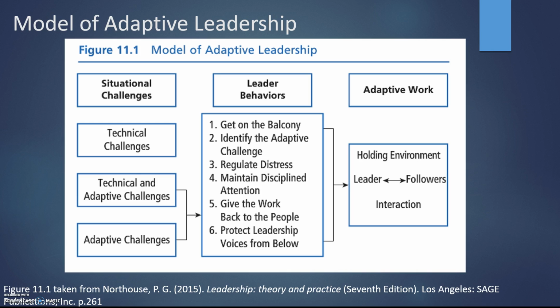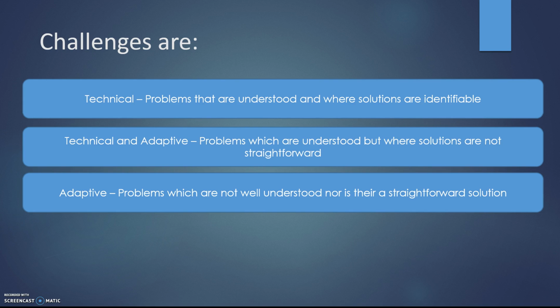As a model, we can break adaptive leadership into inputs, applied behaviors, and outputs. When we look at the inputs, we can look at the challenges known as situational challenges, and they are technical challenges, technical and adaptive challenges, and just adaptive challenges. Inputs are behaviors, and then the output, where leaders and followers have some interaction. When we identify those challenges, those inputs are known as situational challenges.